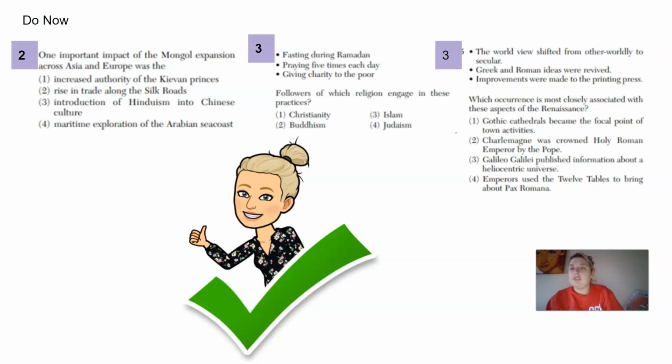The worldview shifted from otherworldly to secular. Greek and Roman ideas were revived, and improvements were made to the printing press. Which occurrence is most closely associated with these aspects of the Renaissance? So the top is 3 aspects of the Renaissance. Now they're giving us other options that we would potentially add to that list. So the answer to that is 3, that Galileo published information about a heliocentric or sun-centered universe.